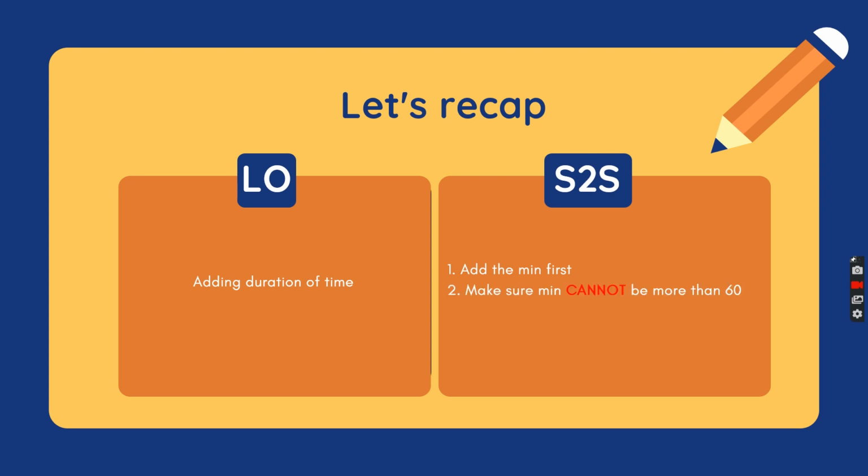Number 2 is we have to make sure that the minute column cannot be more than 60, and S2S number 3 is if it's more, then we have to minus it by 60. Number 4 is we're going to bring the 1 hour up to the hour column. And the last step is to add the hour column. HR here means hour, okay, which we have learned from our previous lesson.